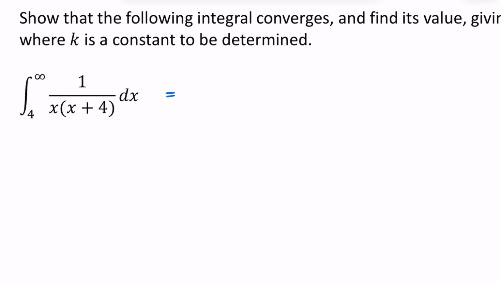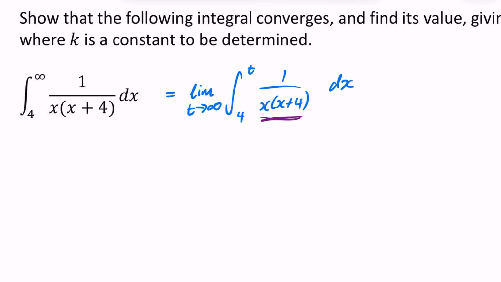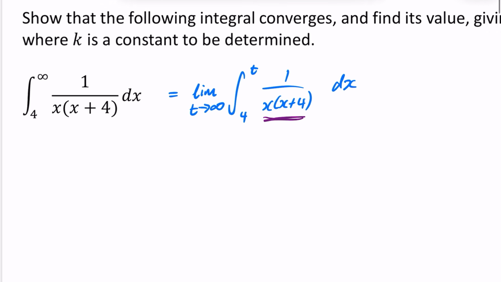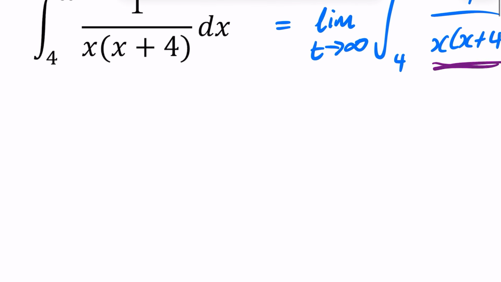So we're going to rewrite this, and instead of having infinity, like we said, we will replace it with t, like this, but we're going to have to write at the beginning the limit as t approaches infinity of 1 over x, x plus 4 with respect to x. Now I'm going to just work on doing the actual integration part of this. To do that integration, I am going to need to use partial fractions on this.